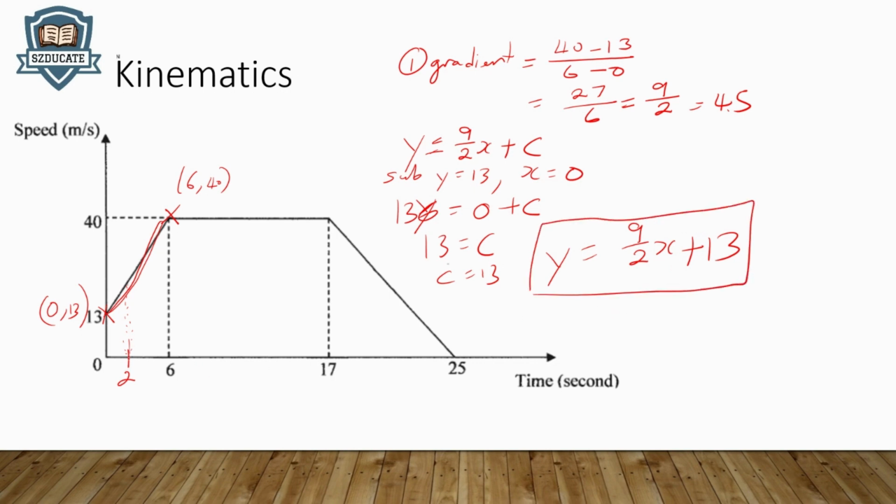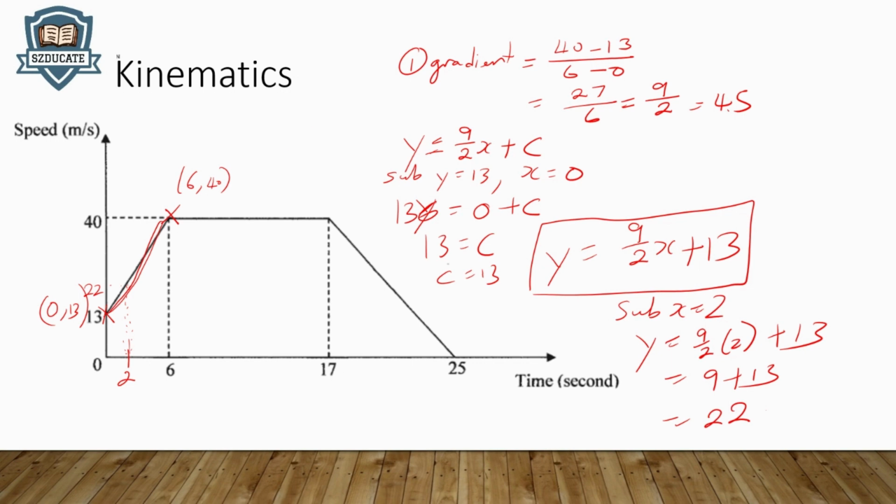Now you want to know when t equals 2, sub x equals 2, because that's the x-axis. So y equals 9 over 2 times 2 plus 13. 9 plus 13, and you will get 22. Your speed is 22, and it makes sense? Yes, it makes sense. So you'll be around here. So when t equals 2, your speed is 22.